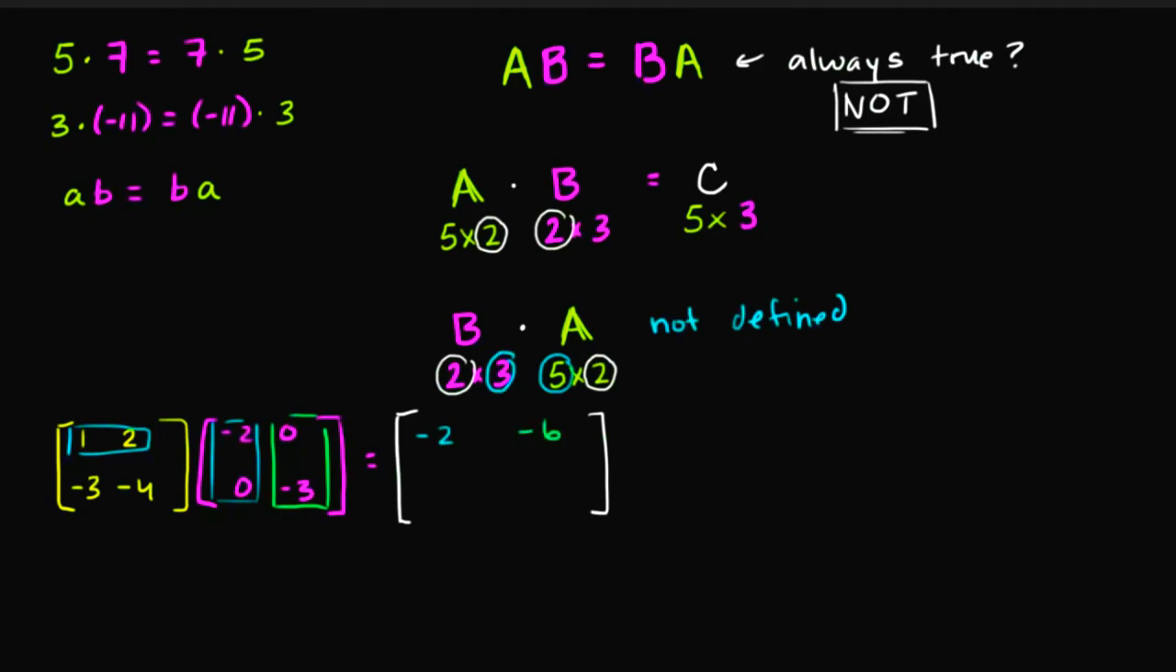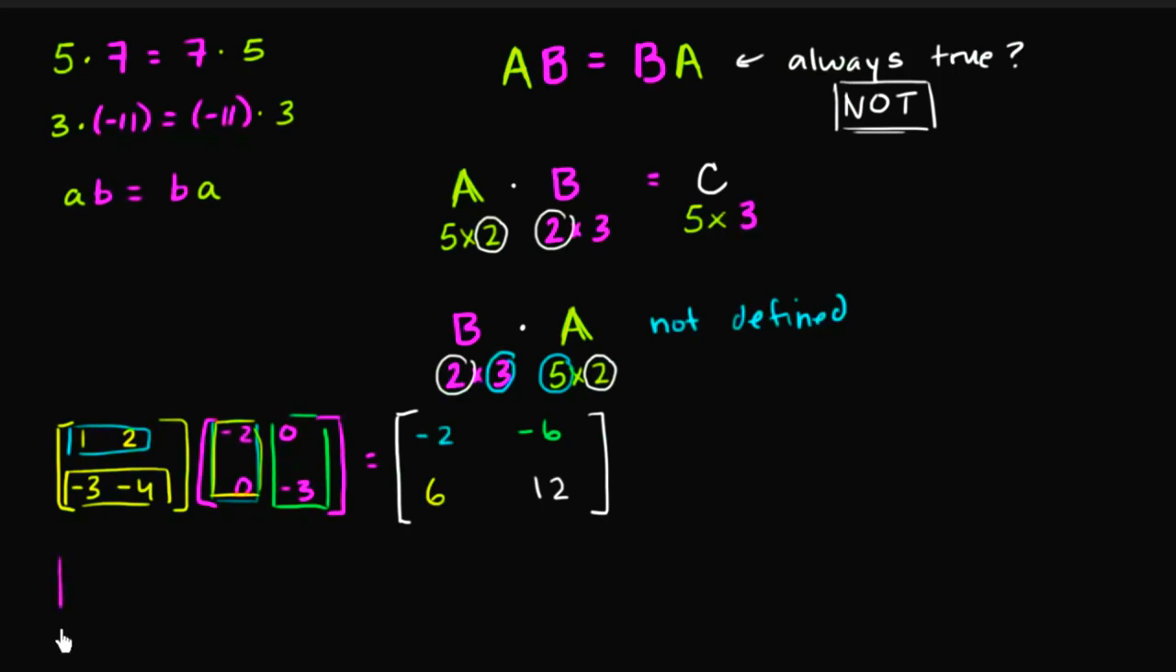And then for this entry, we would look at this row and this column. So -3 times -2 is +6, plus -4 times 0, which is just +6. So you're going to have +6. And then finally, for this entry, it's going to be the second row times the second column. -3 times 0 is 0. -4 times -3 is +12. So fair enough. Now what if we did it the other way around?